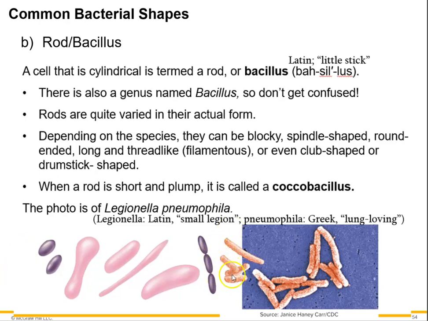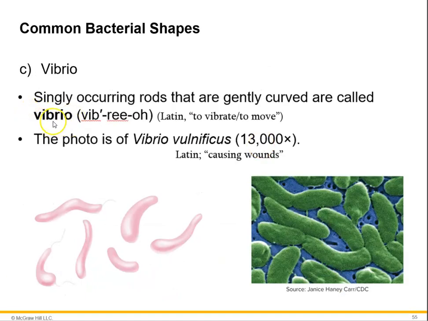And this photo here is of Legionella pneumophila. Pneumophila from the Greek lung-loving. So as you can imagine, Legionella causes lung diseases, lung infections. Vibrio, these are gently curved rods. What you see here is Vibrio vulnificus, from the Latin meaning causing wounds. So Vibrio vulnificus, among other things, can cause skin infection.